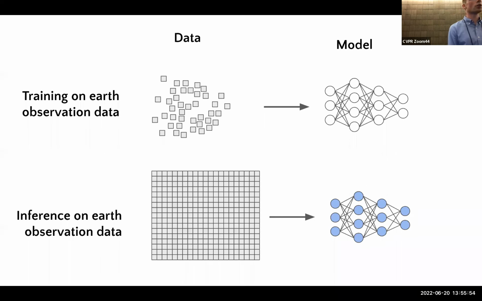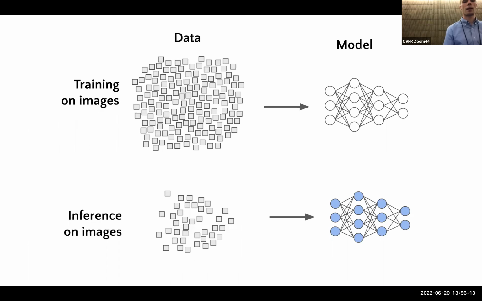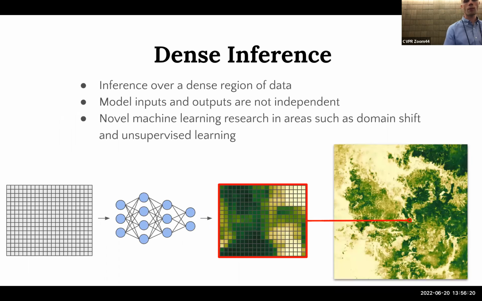With remote sensing and with Earth observation data, this is not the case. You're training on what's likely independent Earth observation data points from around the world or around a particular region, but then you're doing inference on dense pixels on a dense region. And so the points are not exactly independent. And so using the same paradigm as computer vision is not going to get you all the way to your goal. And so we've called this dense inference, basically inference over a dense region of data.